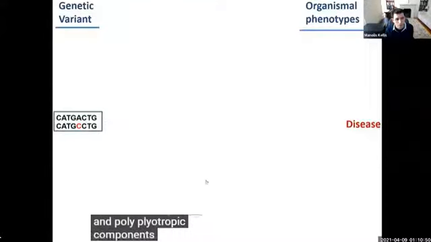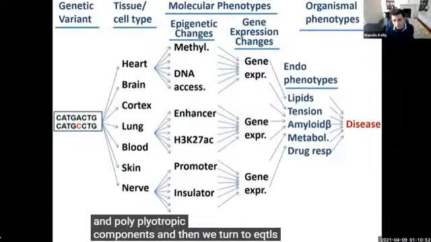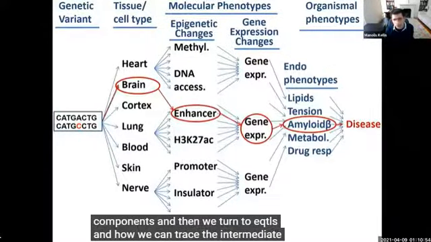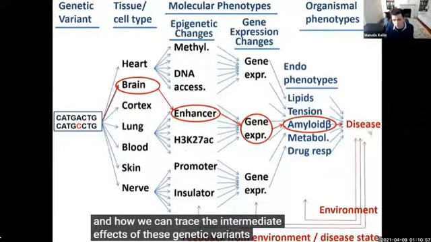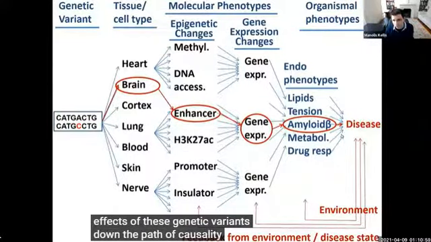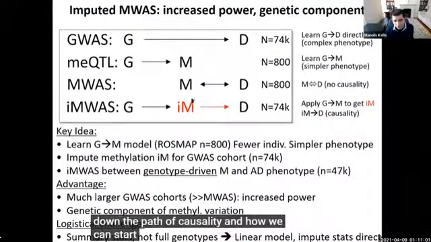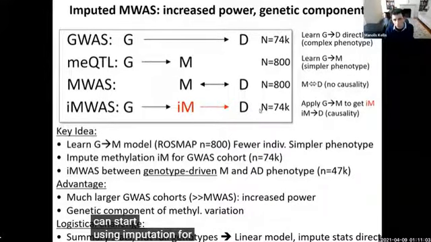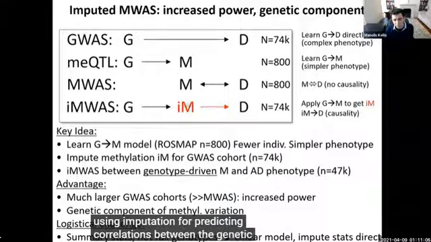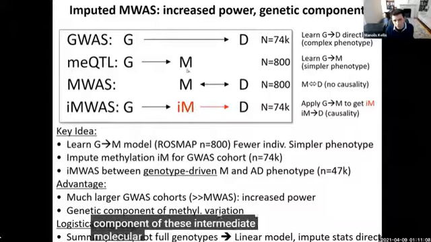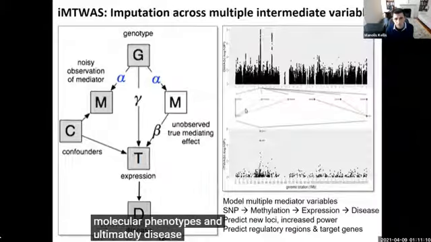And then we saw how we can use vastly increased numbers of tissues and cell types to start dissecting the components that contribute to complex traits like coronary artery disease into their liver-specific, heart-specific, and pleiotropic components. And then we turned to eQTLs and how we can trace the intermediate effects of these genetic variants down the path of causality, and how we can start using imputation for predicting correlations between the genetic component of these intermediate molecular phenotypes and ultimately disease.